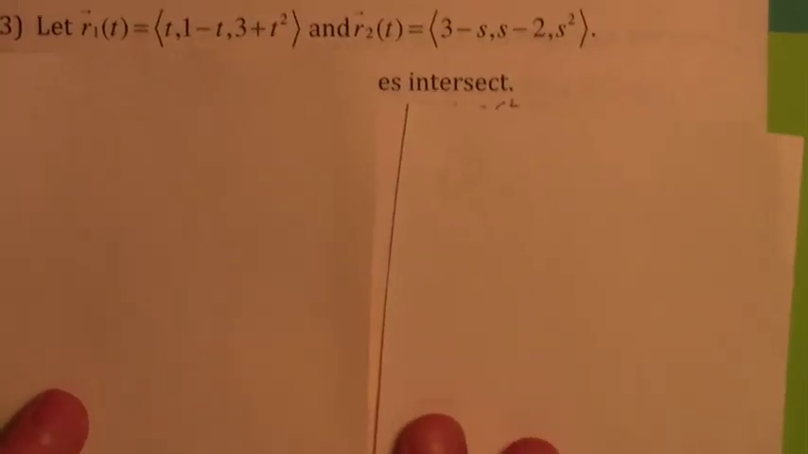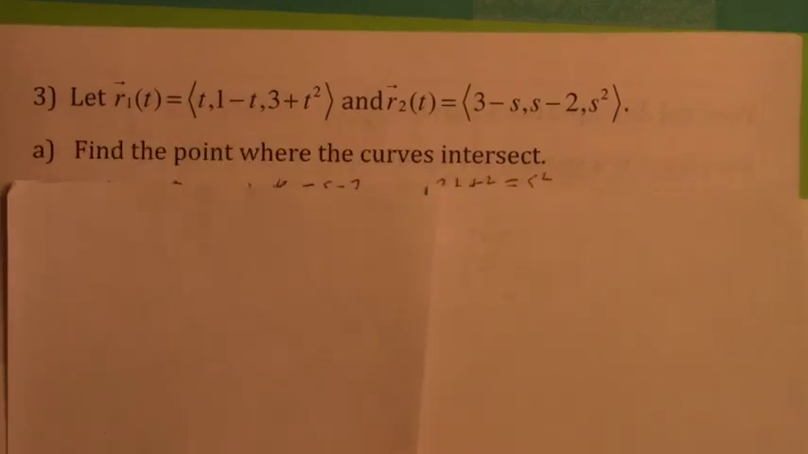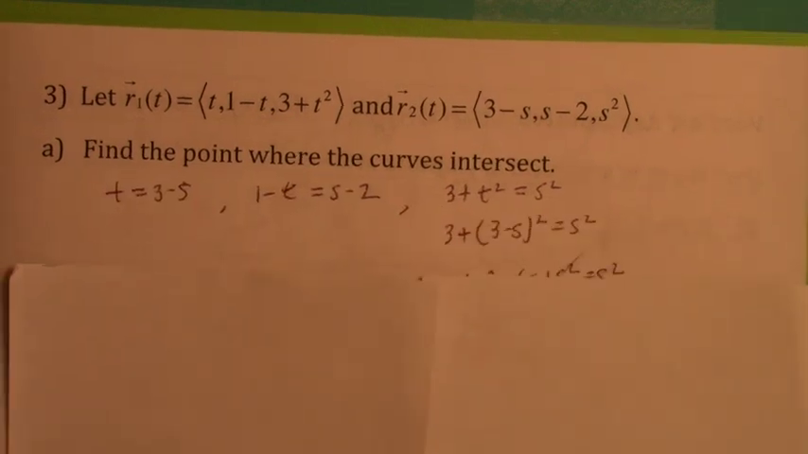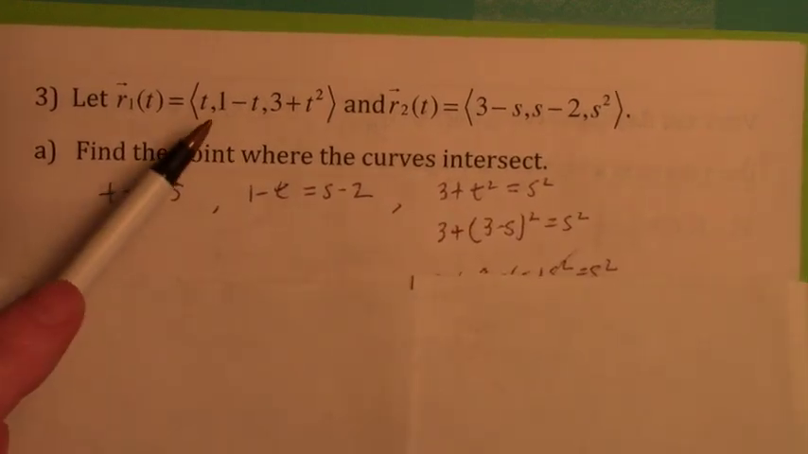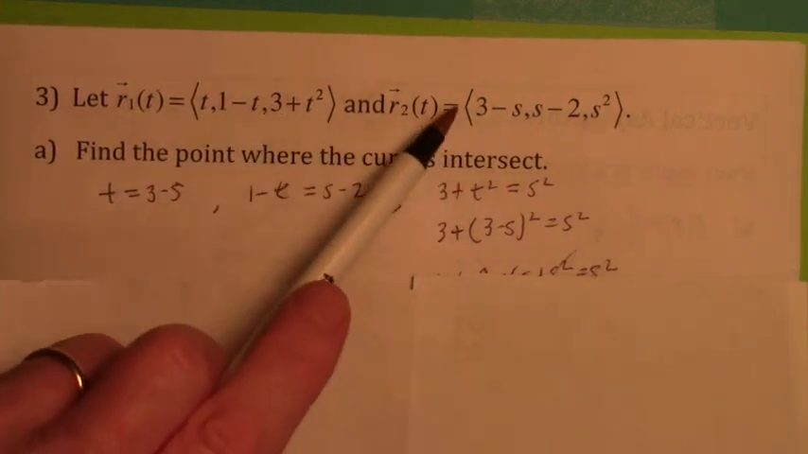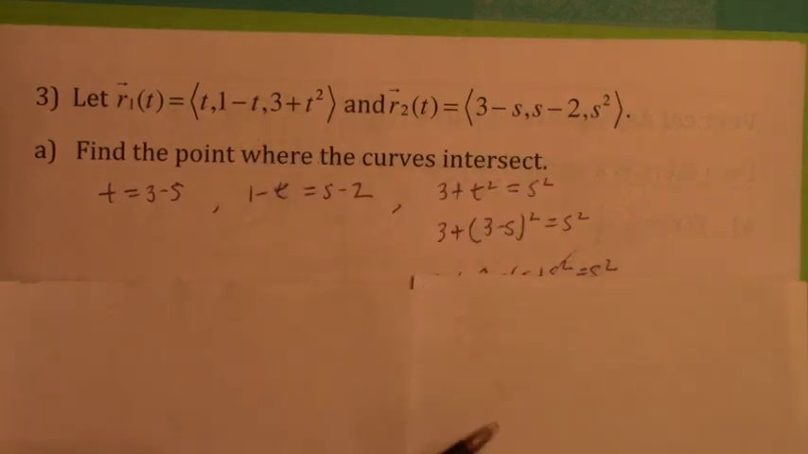How about this? Suppose you have these two vector functions, and the question is first to find the point where the curves intersect. Again, you could think of it as parametric curves, right? How do you find where parametric curves intersect? Well, you set the coordinates equal to each other. If you set the x coordinates equal, t equals 3 minus s, 1 minus t equals s minus 2, and then 3 plus t squared equals s squared, you can solve this.